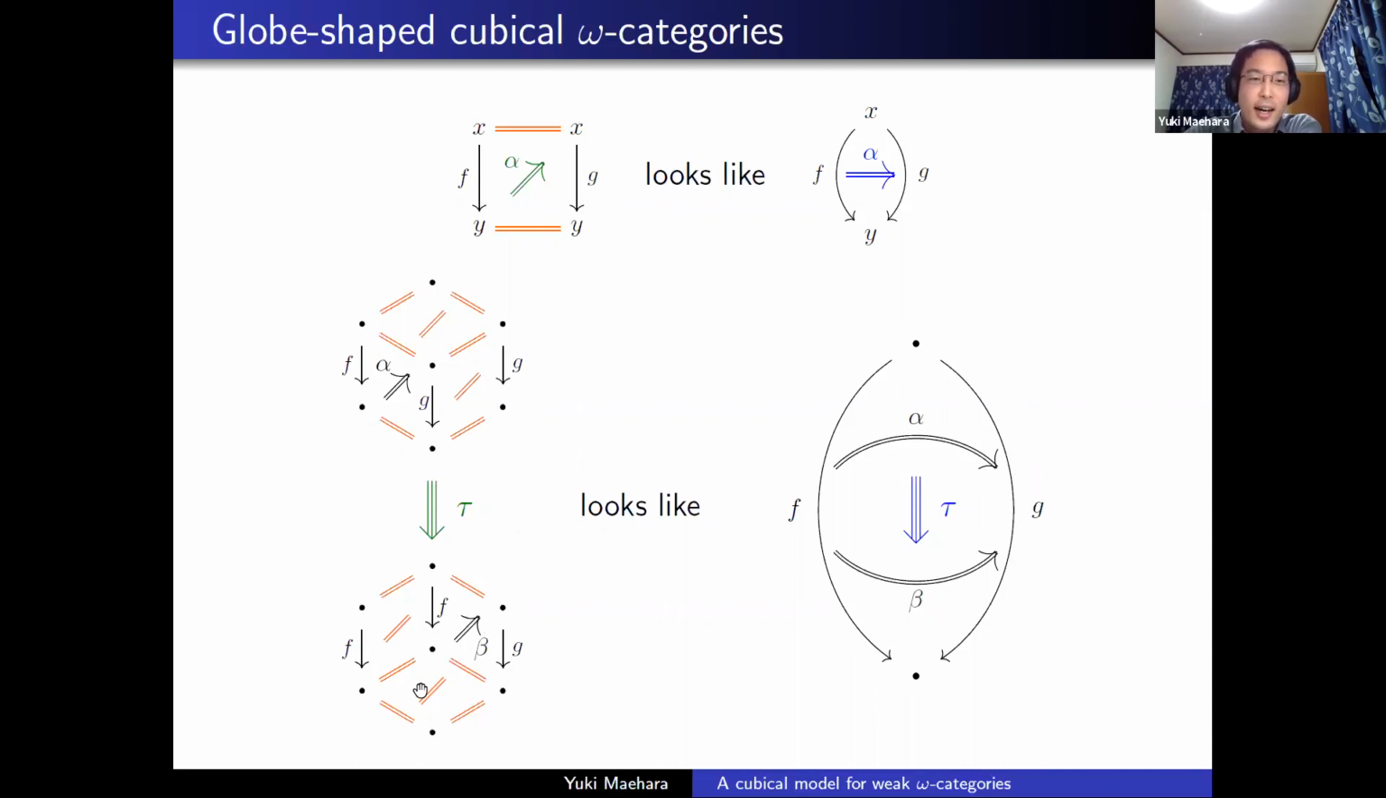So these boundary faces correspond to these 0, 1, and 2 cells in here. And finally, the interior 3-cube here now corresponds to the interior 3-globe here. So these are the globe-shaped cubical omega categories. And yeah, so mapping out of these cube and globe-shaped things, we get an equivalence between these categories of omega categories.